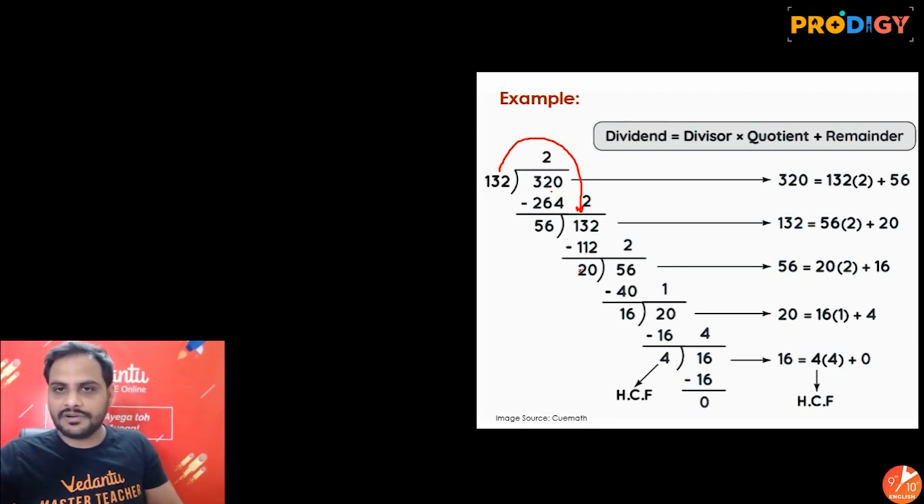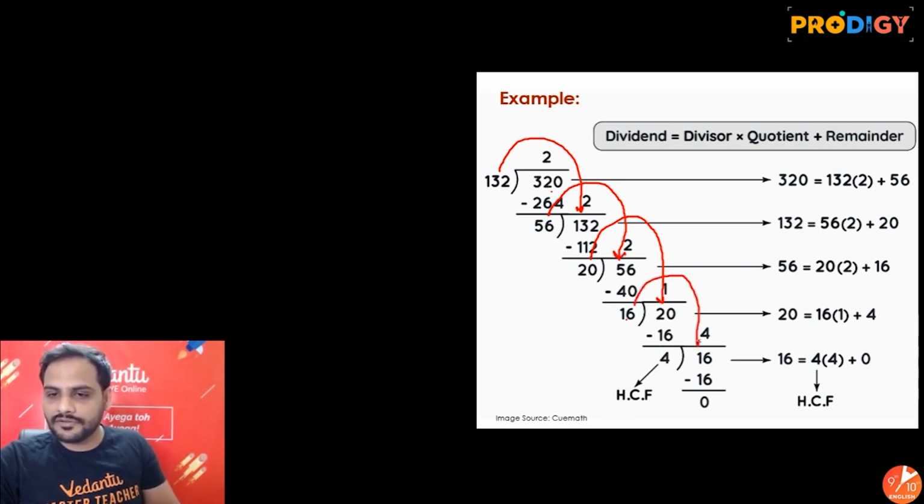The step is not complete. We have to do division further. This time 56 will become your dividend. 2 2s are 4. Remainder is 16. 16 now will become the divisor, and the divisor of the previous step will become the dividend now. 16 ones are 16, remainder 4. 4 will become the divisor. 16, the divisor of the previous step, will become the dividend, and 4 fours are 16. So now remainder is 0. Division is over, and in the last step the divisor will be our HCF.